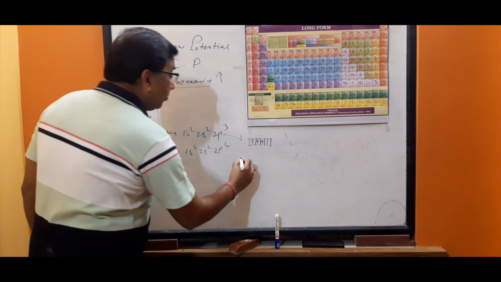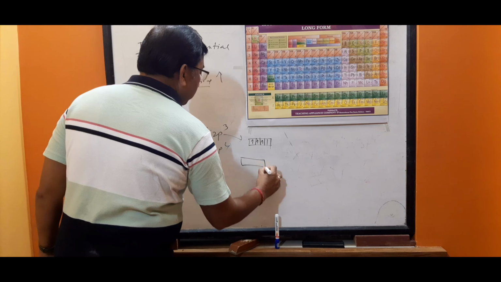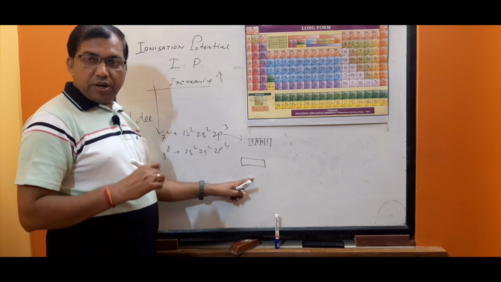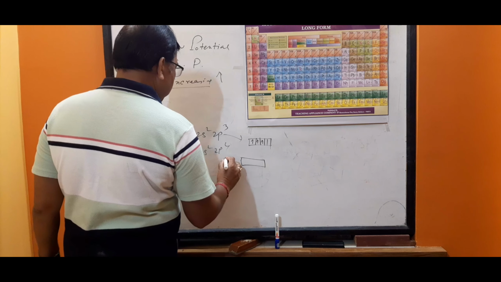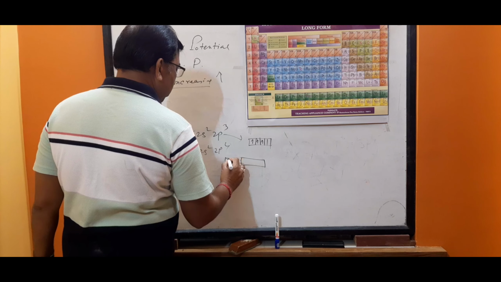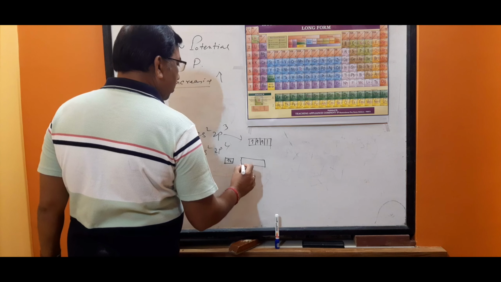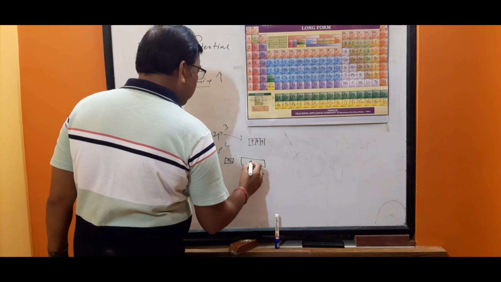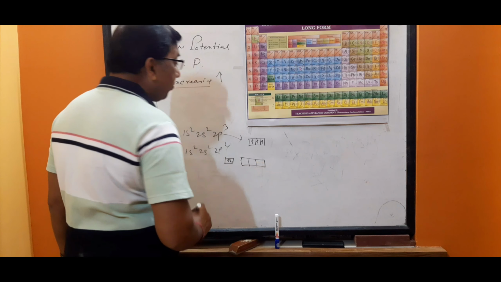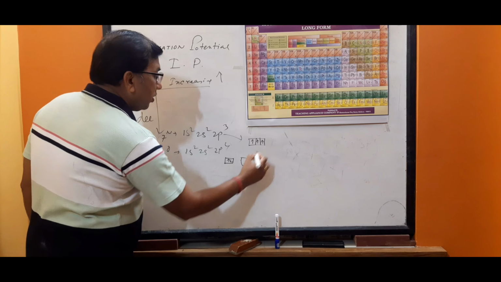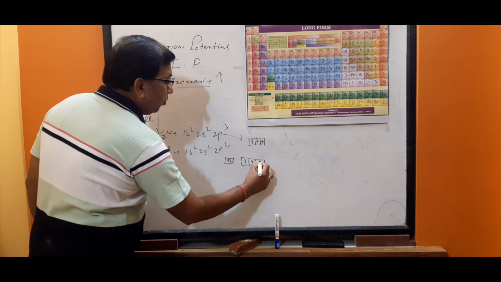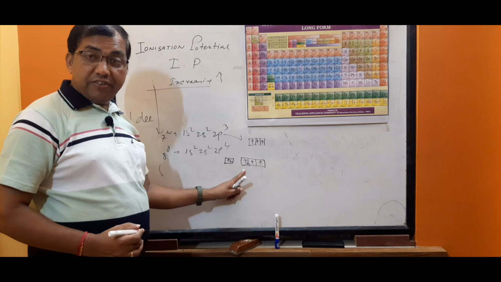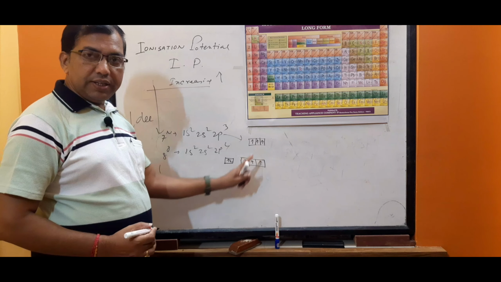In case of oxygen, it is not half filled. There is 2s2, and then 1, 2, 3, and this is 4. This is not half filled, it is partially filled. So this is more stable than this.